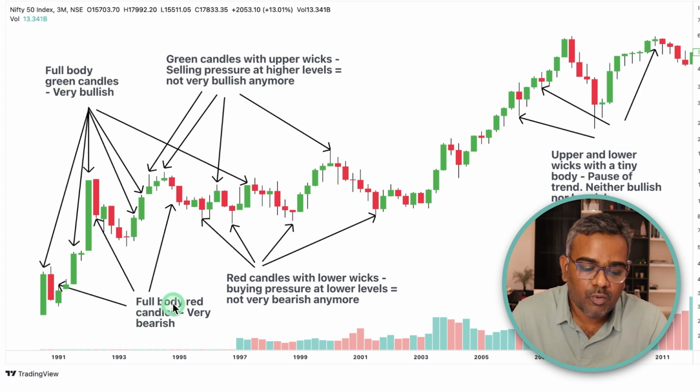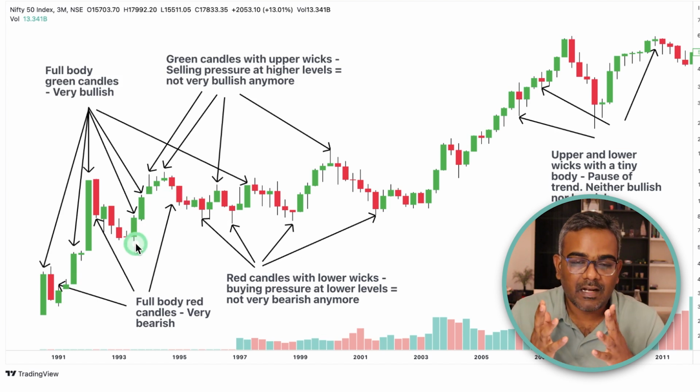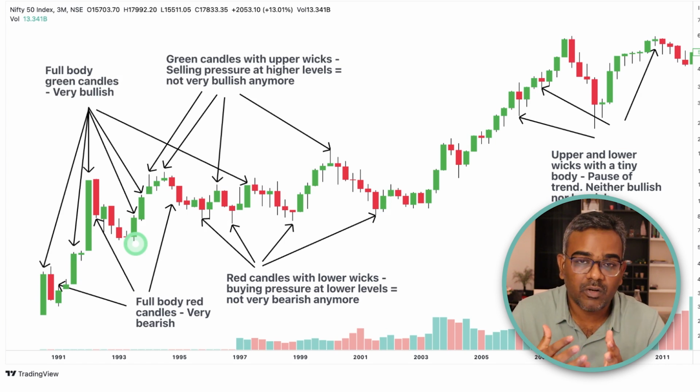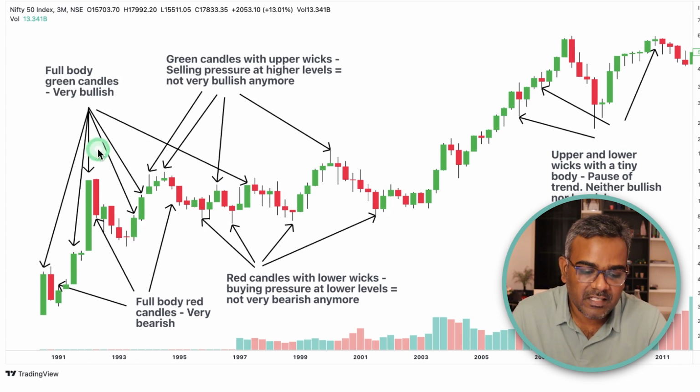The second case is full body red candles, which is very, very bearish, right? So bearish here, if you see, we have a strong red candle here, we have a strong red candle here, and we have strong red candles here. And these candles are very bearish. So whenever we see, after a green candle, a red candle like that, you need to be cautious, and there's a chance the stock might consolidate or correct from there. Okay, that's the second example.